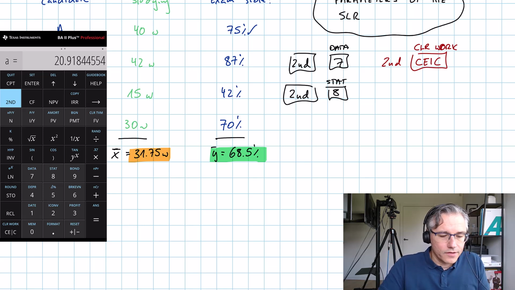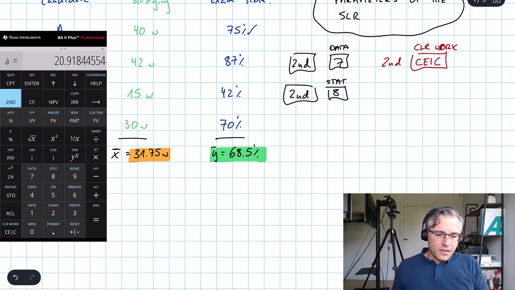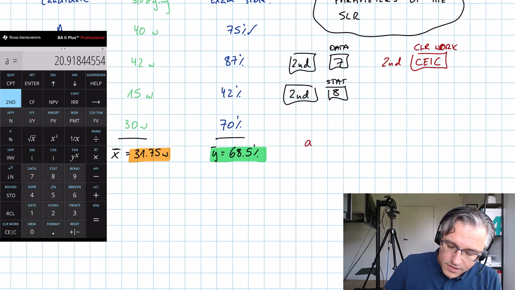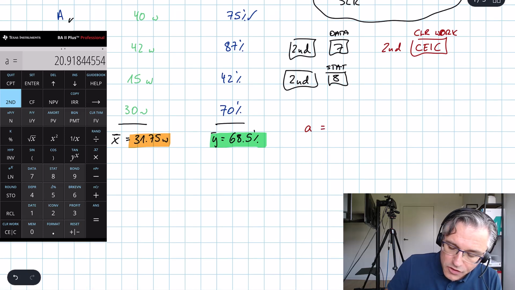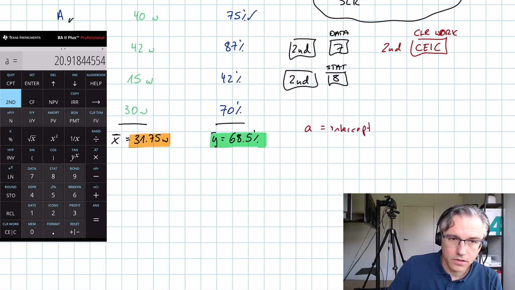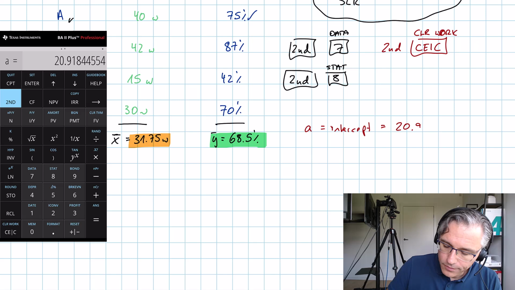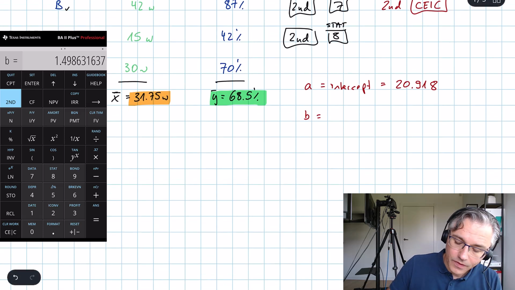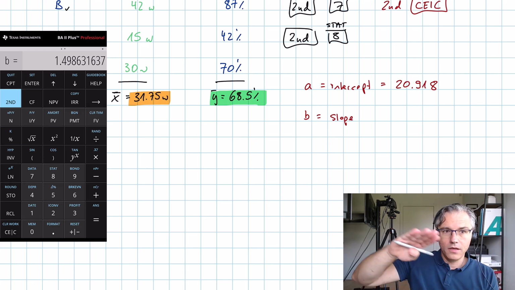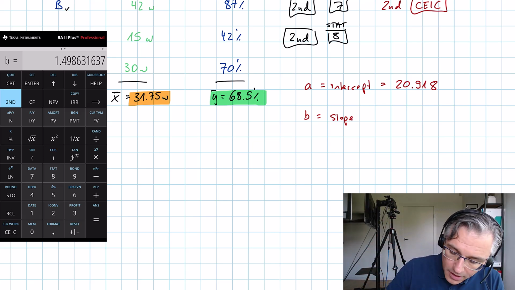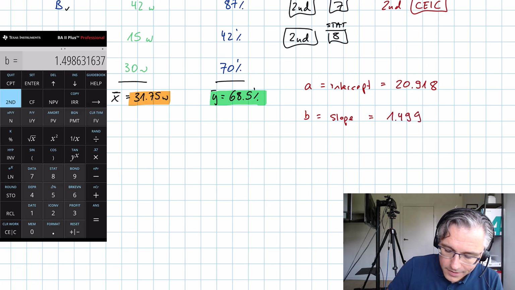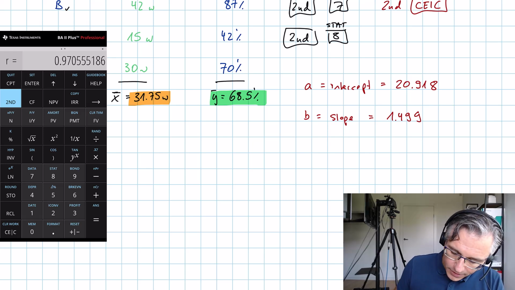Okay, now this is where the interesting stuff comes up. You will see A is your intercept, the first of the regression coefficients that you need. That is 20.918. Jotting it down. Next one, as I press the down arrow, B, that's the slope of the line of best fit in the linear regression, and that is 1.499, let's call it. If I press the down arrow again, it also gives me R.